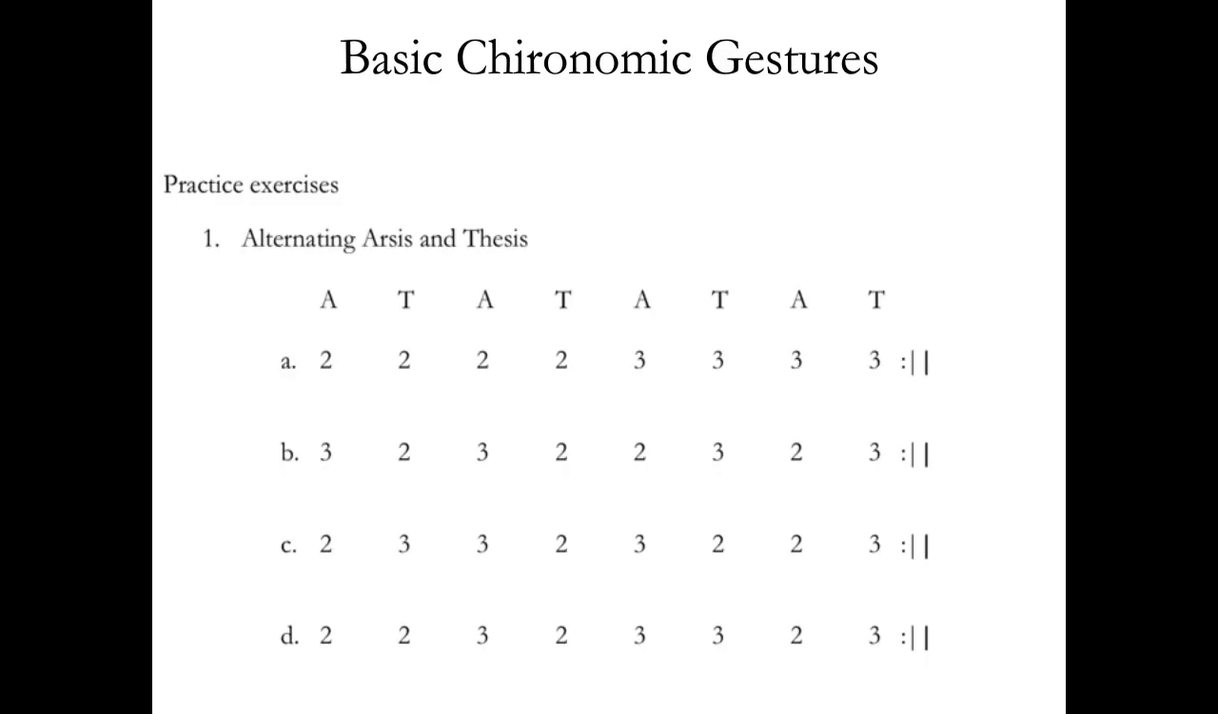On this next slide, I've given you a number of exercises you can try on your own after this webinar is over. We're not going to go through all of them for time's sake, but let's do the first one together. It's a combination of arsis, thesis, followed by another set of arsis, thesis. The first four gestures are worth two, and the last four gestures are worth three, and then we repeat the entire thing. A two-beat breath at the beginning.